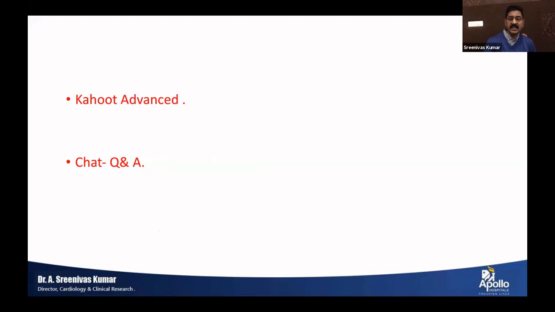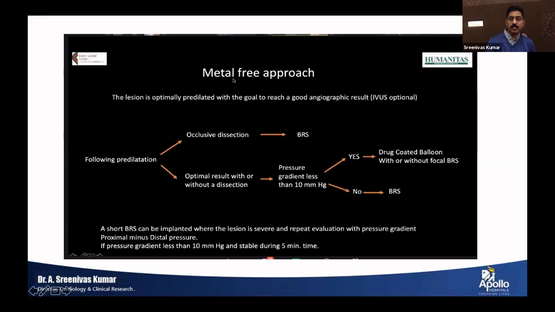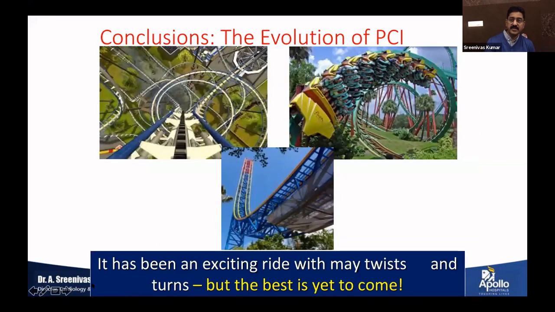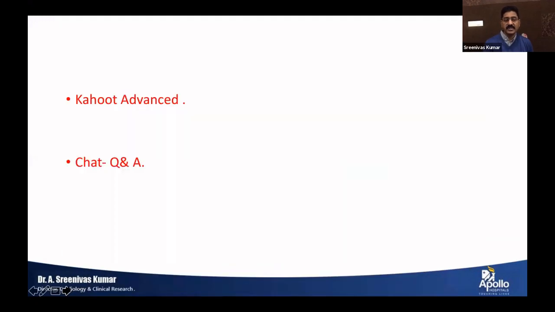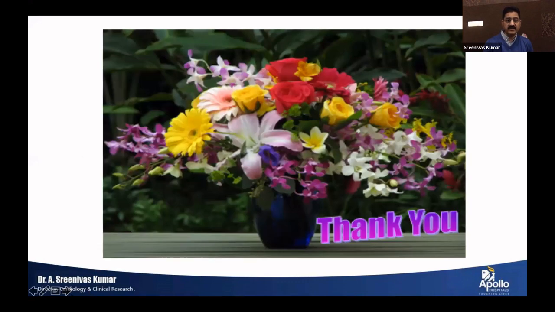I think the last slide, which I wanted to show, is also important. Conceptually, people should think about this also: decreasing the amount of metal in the stents, how to proceed further, whether to take the help of drug-eluting balloons, and how to optimize the results. It is another new concept which is coming up. That's why I said in this last slide, the best is yet to come. Probably we can limit the amount of metal in each stent. With those stents performing well, nothing replaces the patient's own vessels. With this, we should close, and I would be happy to take any chat questions. Thank you.